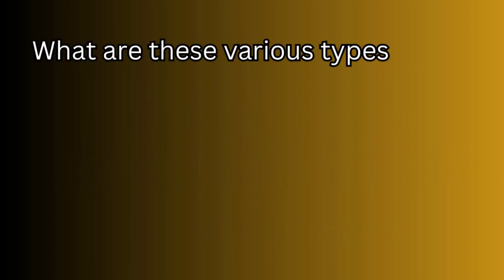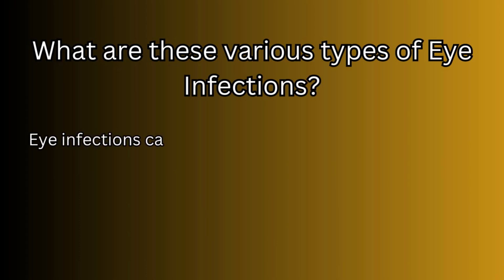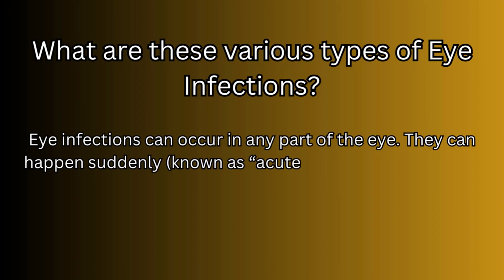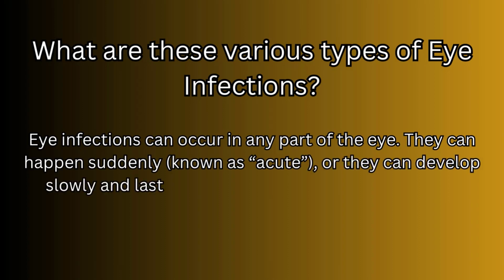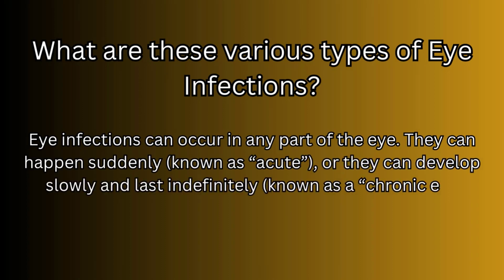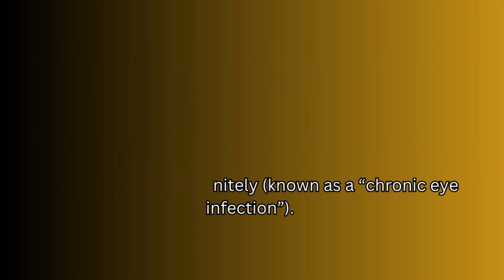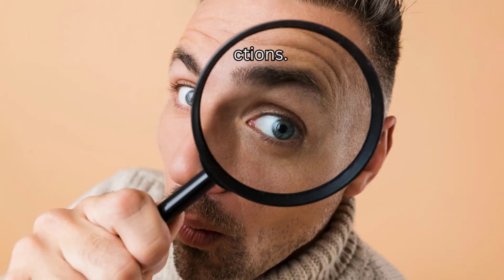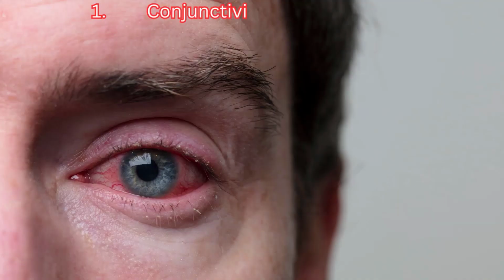What are these various types of eye infections? Eye infections can occur in any part of the eye. They can happen suddenly, known as acute, or they can develop slowly and last indefinitely, known as a chronic eye infection. Let's take a closer look at some of the more common eye infections. Number 1. Conjunctivitis, a.k.a. pink eye.